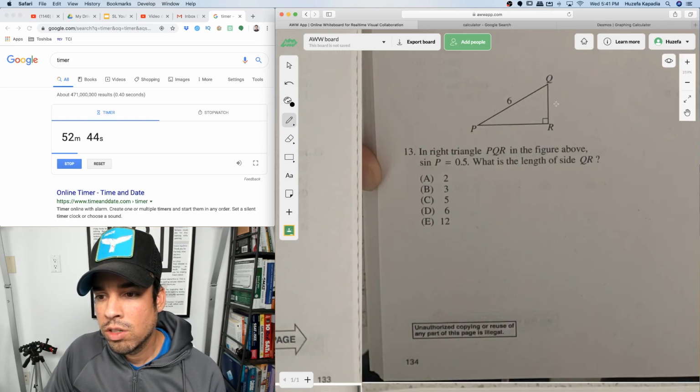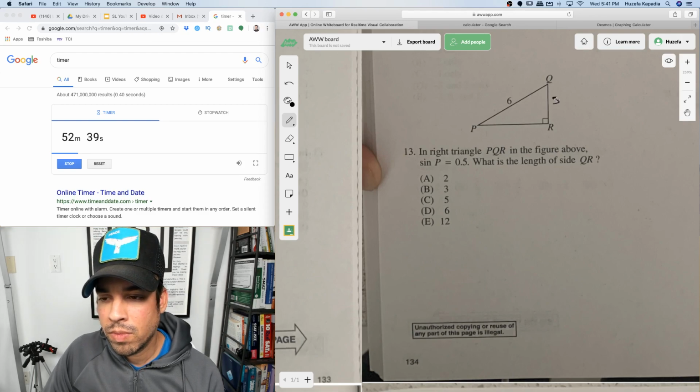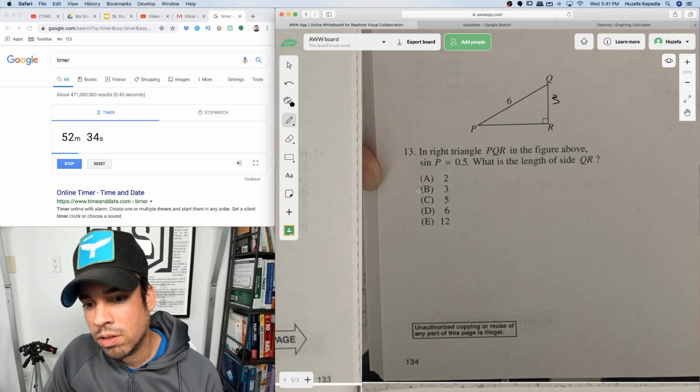Sine is opposite over adjacent, so opposite over that is 0.5, which means this is 3. That's it. Because then sine is opposite over adjacent, that's 0.5. What's the length of side QR? 3. Done.